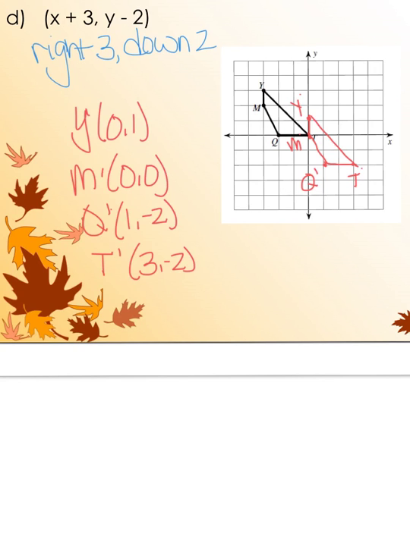So this is going to be the first part of your homework assignment. The second part is where you guys are now: you're given this, and you're going to write the rule.